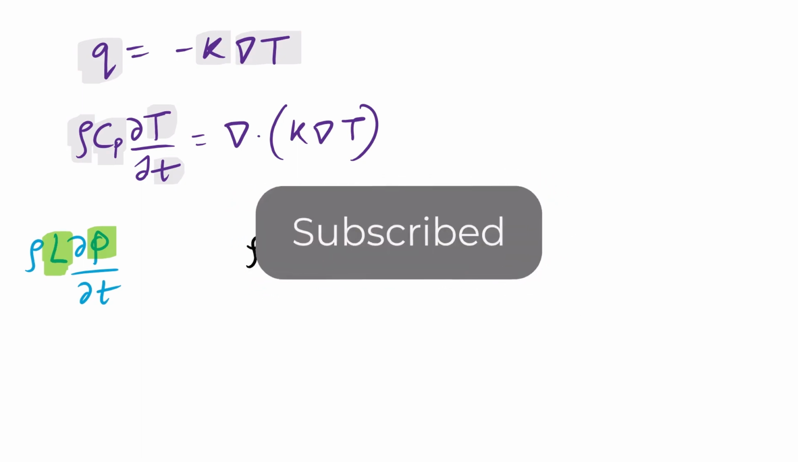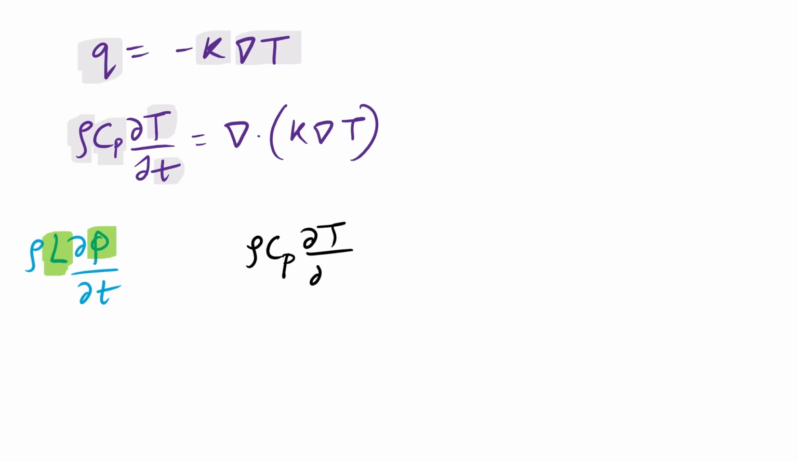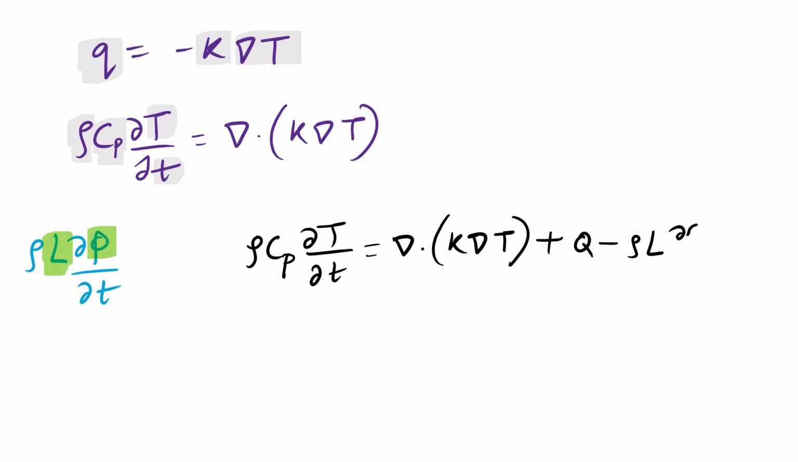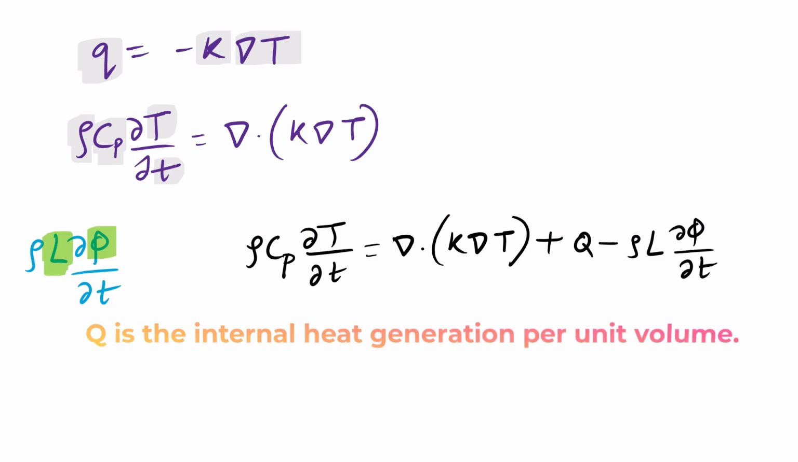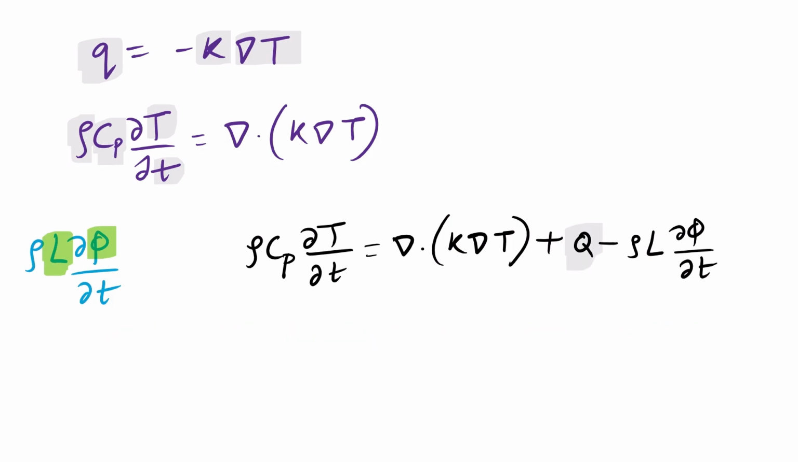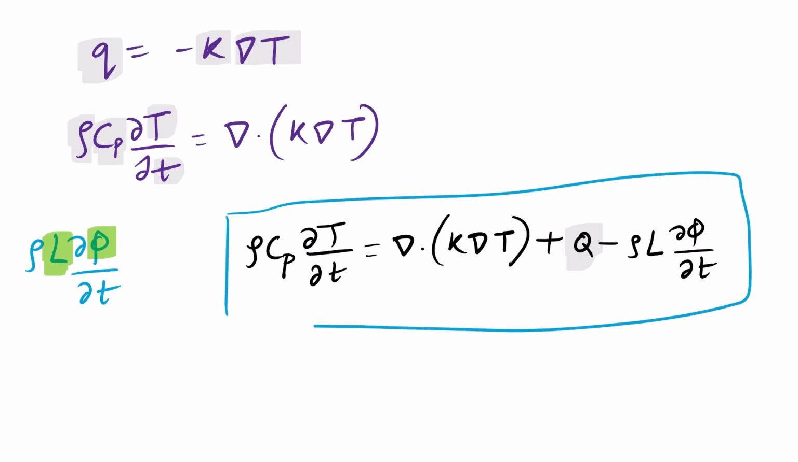Now if we write the complete phase change equation, it looks something like this. We have rho Cp del T by del t is equal to del dot k del T plus Q, that is the heat, minus rho L del phi by del t. Here Q is the internal heat generation per unit volume. This equation accounts for the heat conduction, internal heat generation, and the energy involved in the phase change. So you can say that this is the complete equation for phase change.